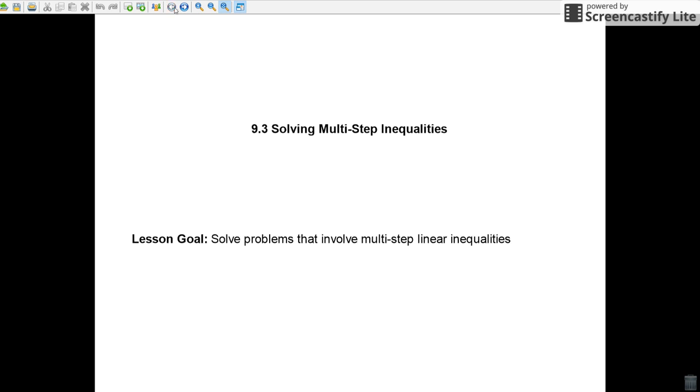Good afternoon. Today's lesson is 9.3, Solving Multi-Step Inequalities. Let's begin.